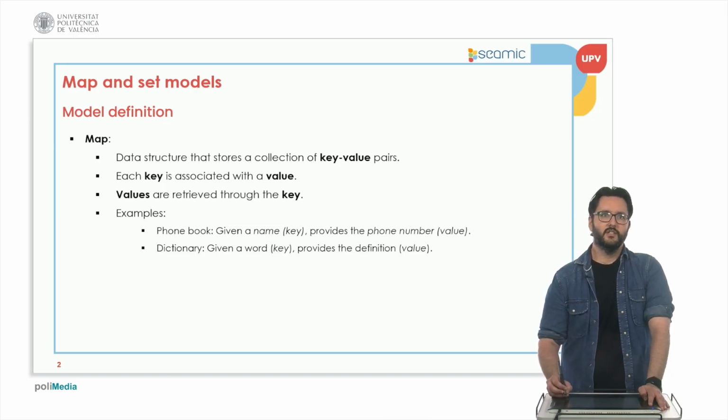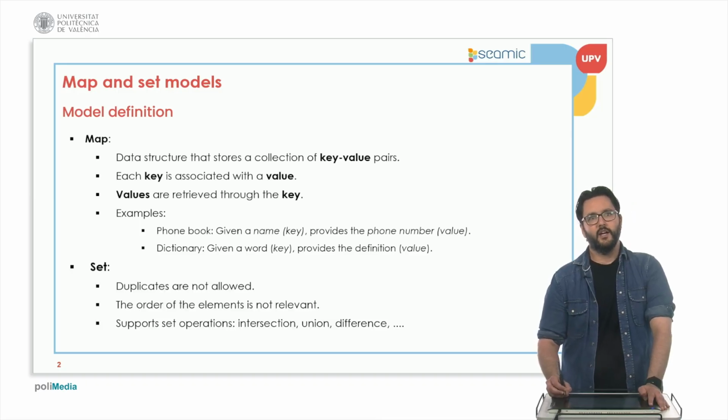Some examples of this model can be found in a phone book, for example, where we can give a name and then retrieve the phone number, or a dictionary where we can give a word and then obtain the definition.